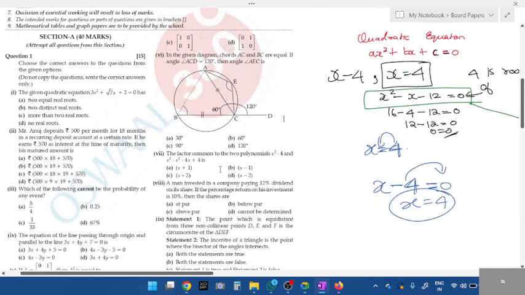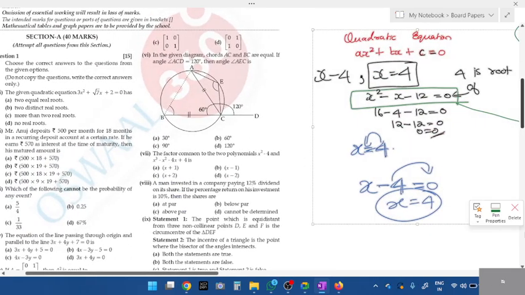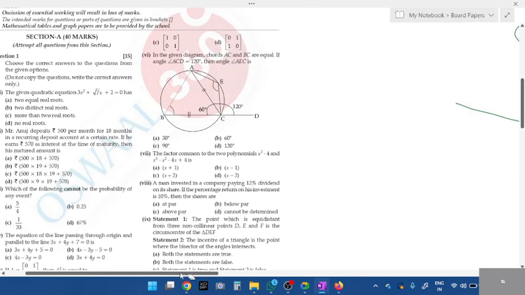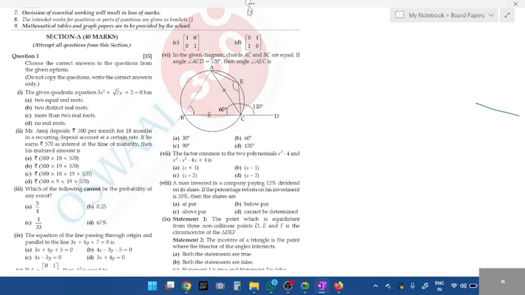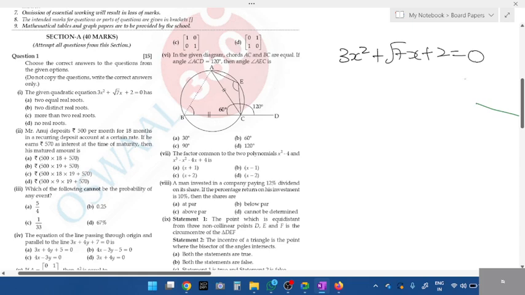First question. Look at the first question. What is given? The given quadratic equation is 3x square plus root 7 x plus 2 is equal to 0. As what do you have to read, students? 2 equal real roots, 2 distinct real roots, and more than 2 real roots.